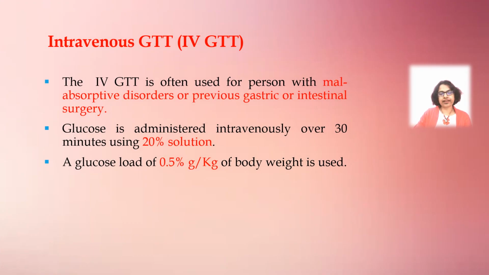Let us discuss the intravenous GTT, also known as IV GTT. The IV GTT is often used for persons with malabsorptive disorders or previous gastric or intestinal surgery. Glucose is administered intravenously over 30 minutes using a 20% solution. We know 5% dextrose and 10% dextrose, but in this condition we have to administer 20% dextrose. A glucose load of 0.5 gram per kg of body weight is used.